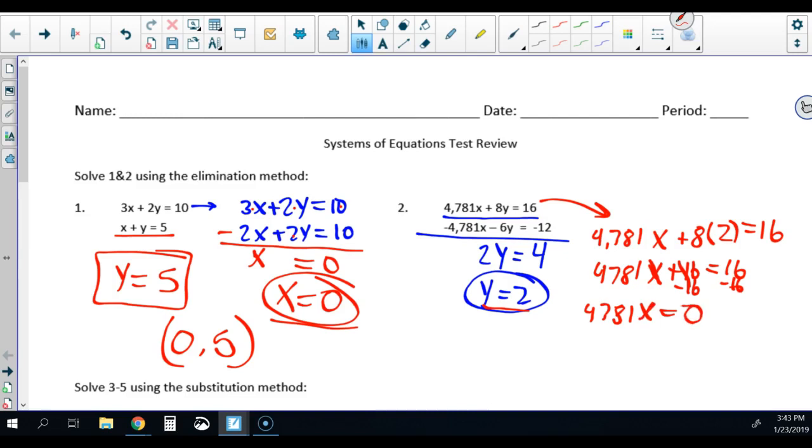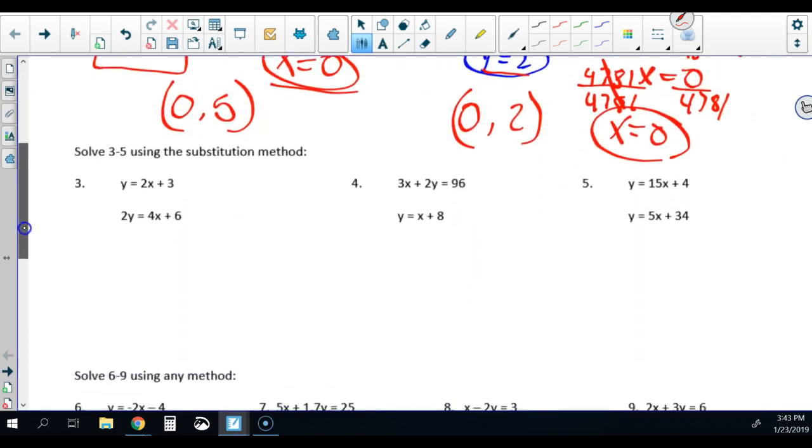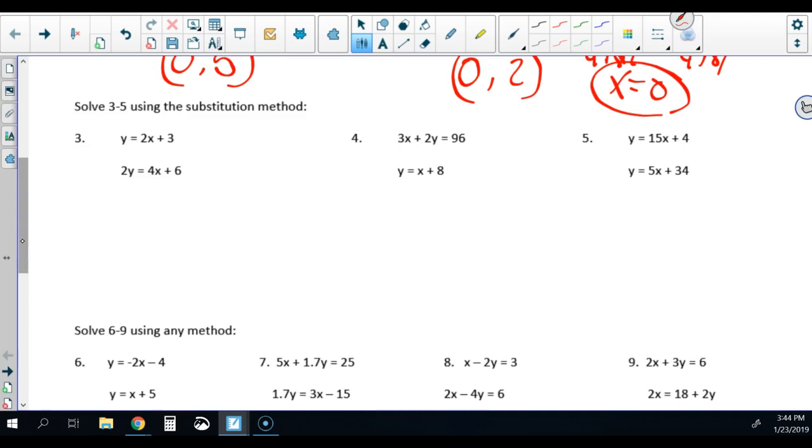So to get x by itself, divide by 4,781 on both sides, and x equals 0. Another 0 problem there. You could also write this as (0, 2). So there is elimination. Next, we have substitution. We've got 3 of these using substitution. Again, you can solve these several different ways, but we're going to stick with only substitution on these 3.